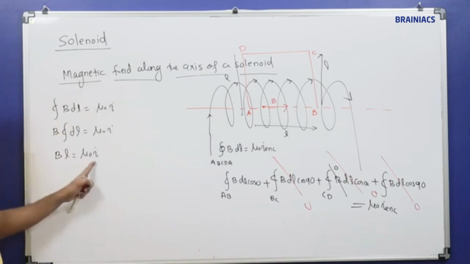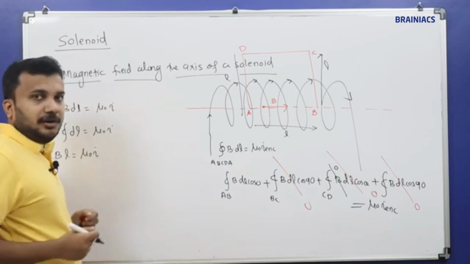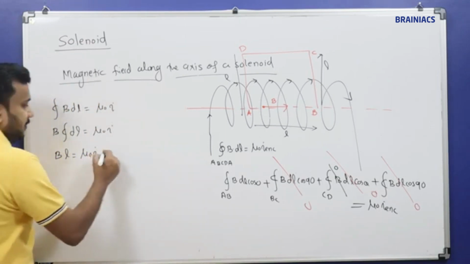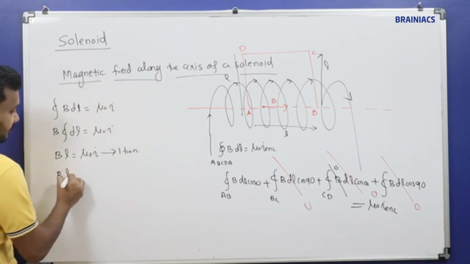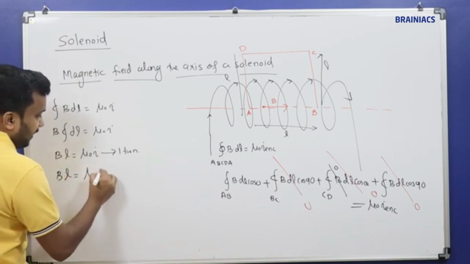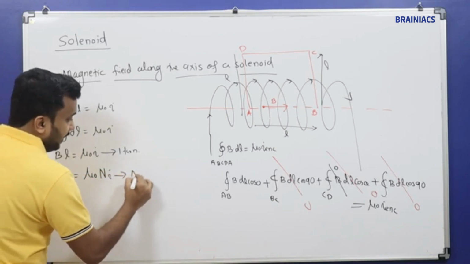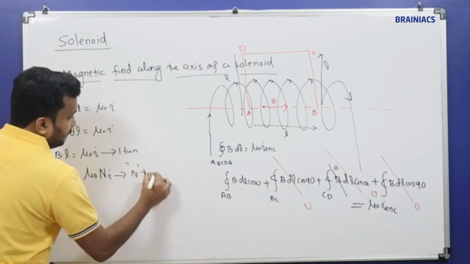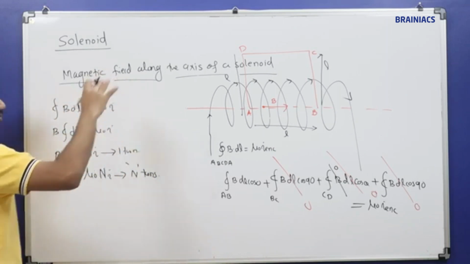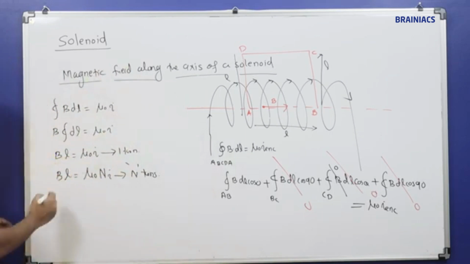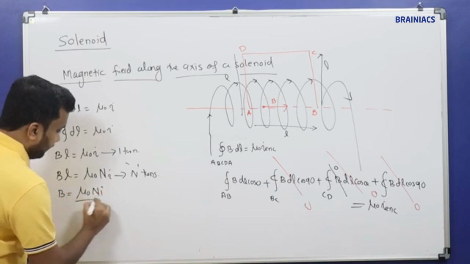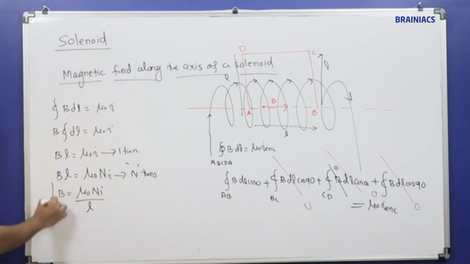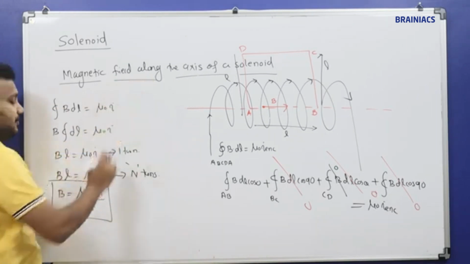Next, this is for a coil, and a coil consists of N number of turns. We can say this is for one turn. So BL will be equal to mu 0 times capital N into I. This is for N number of turns. A spiral binding, right? A coil will have a large number of turns, N may be any number. So B is equal to mu 0 N I whole divided by L. This is the formula to find the magnetic field intensity along the axis of a solenoid.